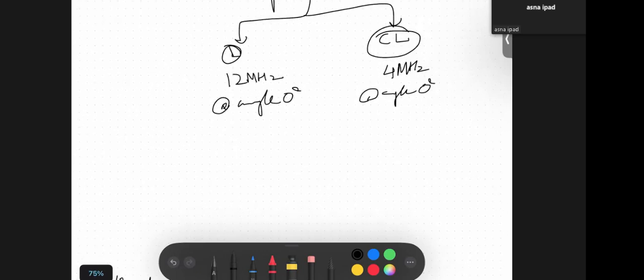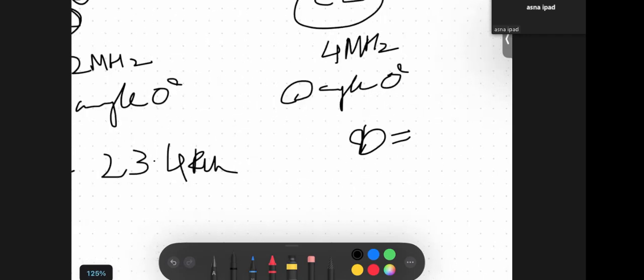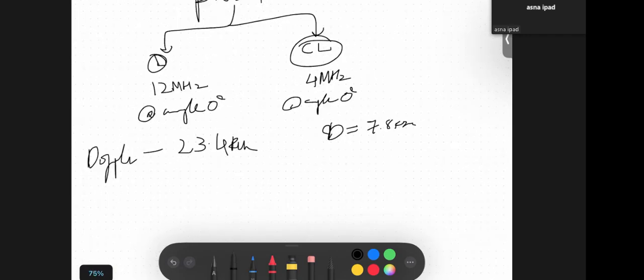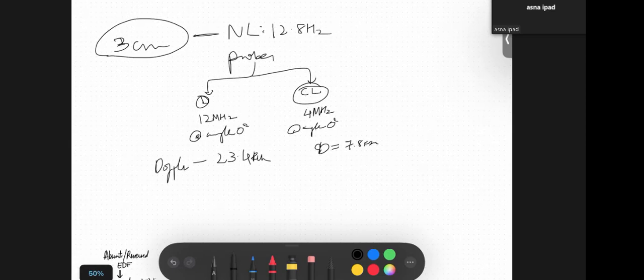We have the formula for Doppler shift, that is frequency of the probe times the velocity of the blood times the cosine of the angle, divided by speed of sound. By that we calculate Doppler shift to be 23.4 kilohertz for the linear probe, and for the curvilinear probe the shift comes as 7.8 kilohertz. Okay, so this is 12.8, this is 23.4, this is 7.8 kilohertz.